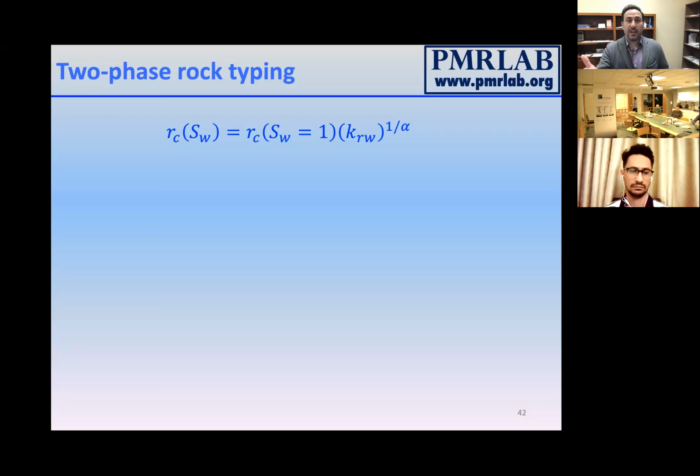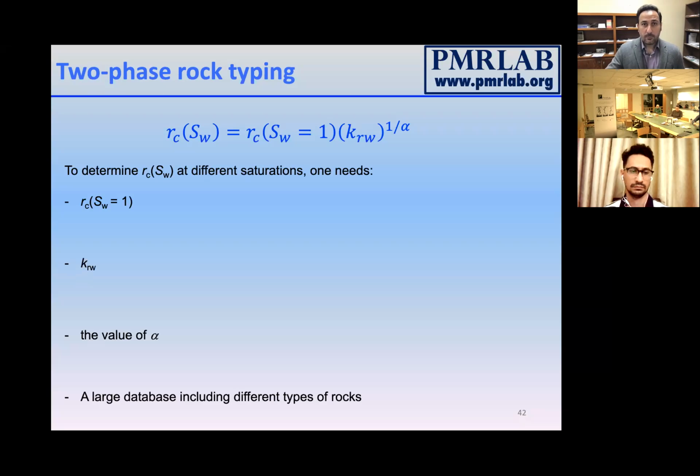In order to use that function, we actually need some other properties. We need RC at SW equals 1. We also need water relative permeability or wetting phase relative permeability. We also need to know what the value of alpha is. Is it 3 or 4? And for rock typing purposes, we definitely need a large database, including different types of rocks. So we explored the literature, and before I get there, I need to tell you how we can estimate or determine RC at SW equals 1 and so on and so forth.